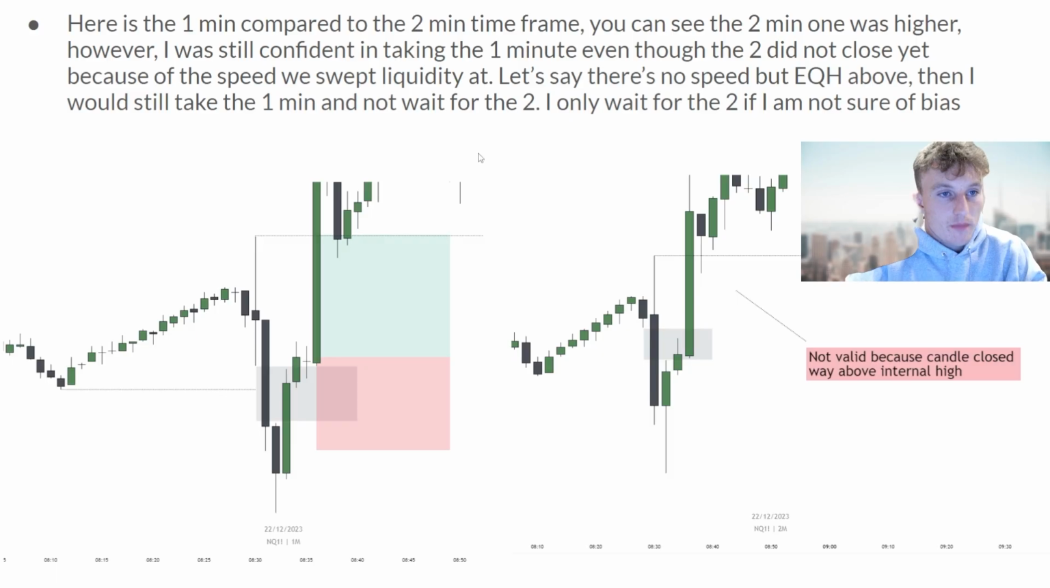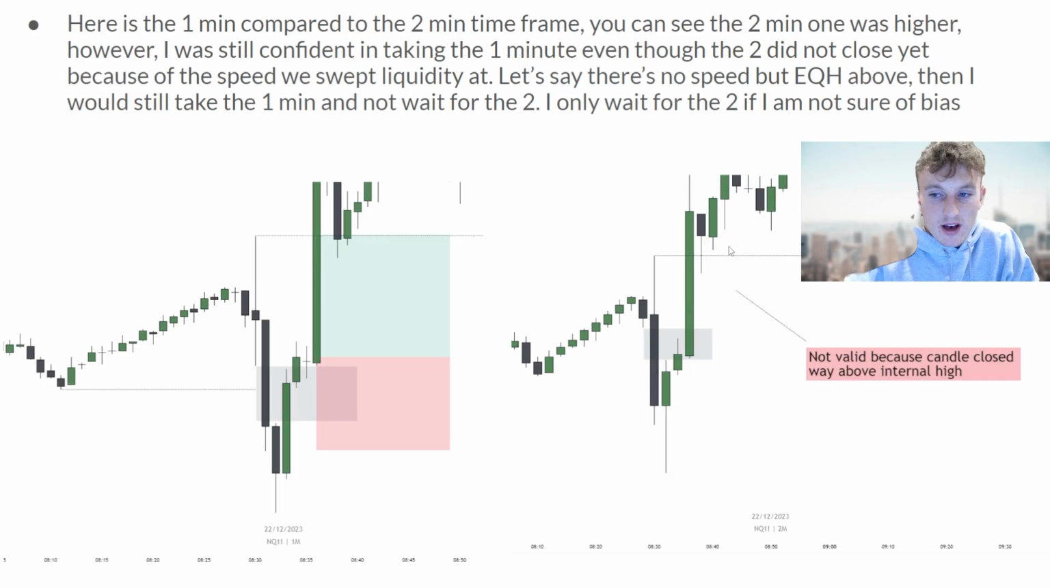All right, so here's a 1-minute of that same setup. This is the 1-minute and this is the 2-minute. The liquidity sweep here was so fast that you could take the 1-minute here, knowing that this is the one setup for life and not needing to wait for the 2-minute. Because if you waited for the 2-minute, you will not get the entry because we closed above and hit the internal high at the same time.